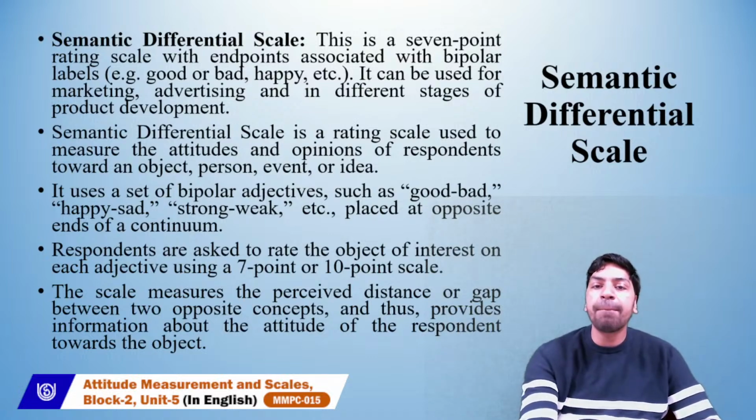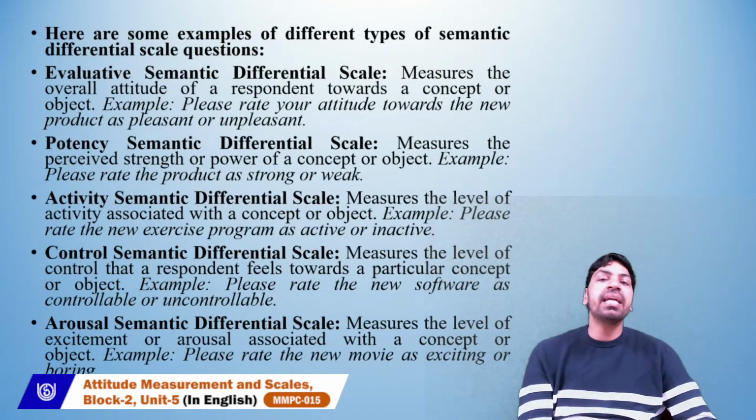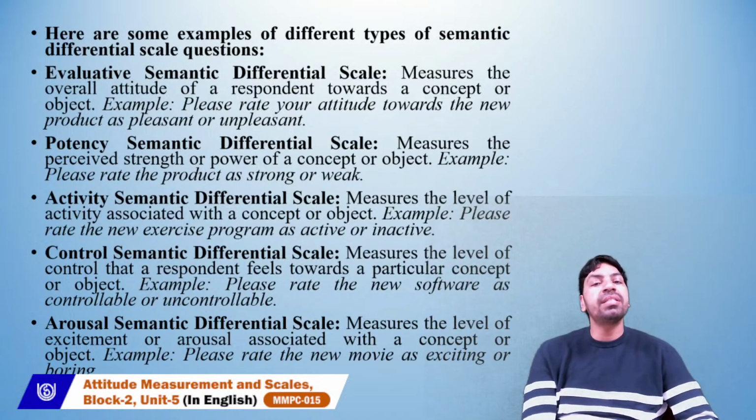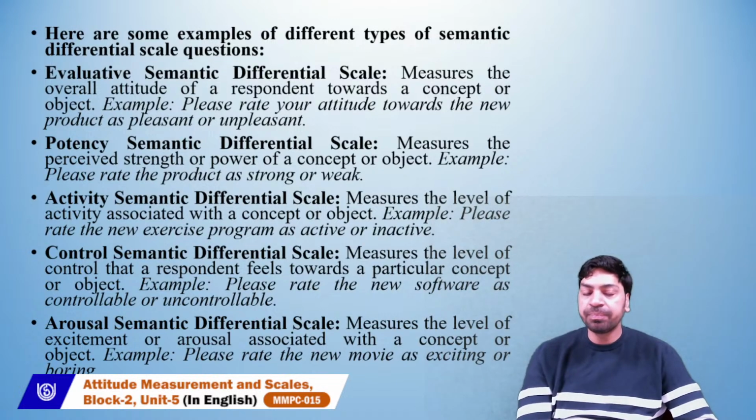Let's look at an example to understand. These are examples of the symmetric differential scale questions. To evaluate, the evaluation scale measures the overall attitude of a respondent towards a concept or object. For example, please rate your attitude towards the new product as pleasant or unpleasant. The potency symmetric differential scale measures the perceived strength or power of a concept or object. Please rate the product as strong or weak.